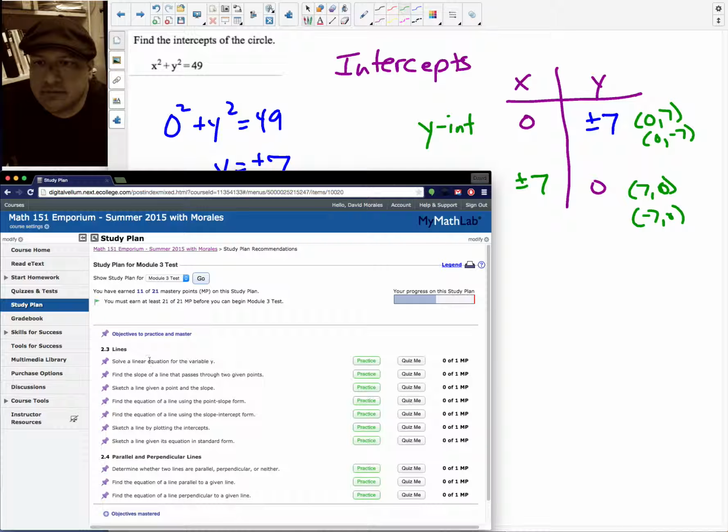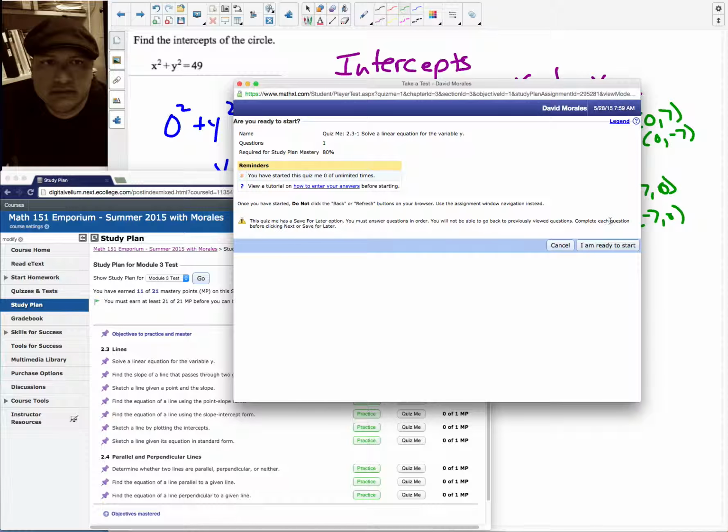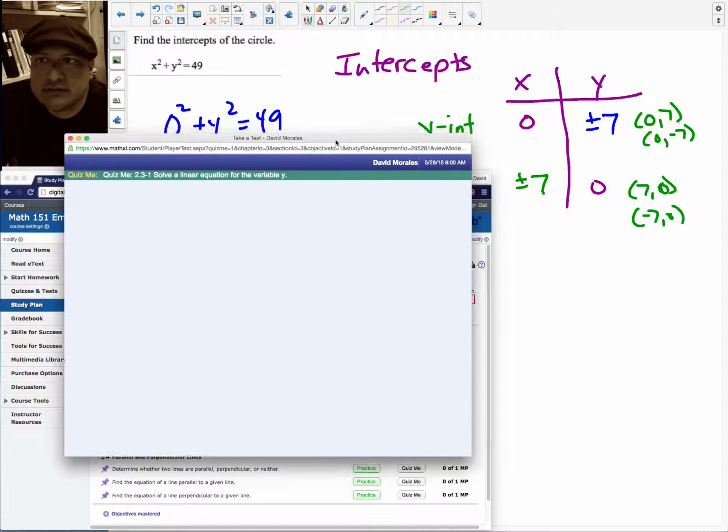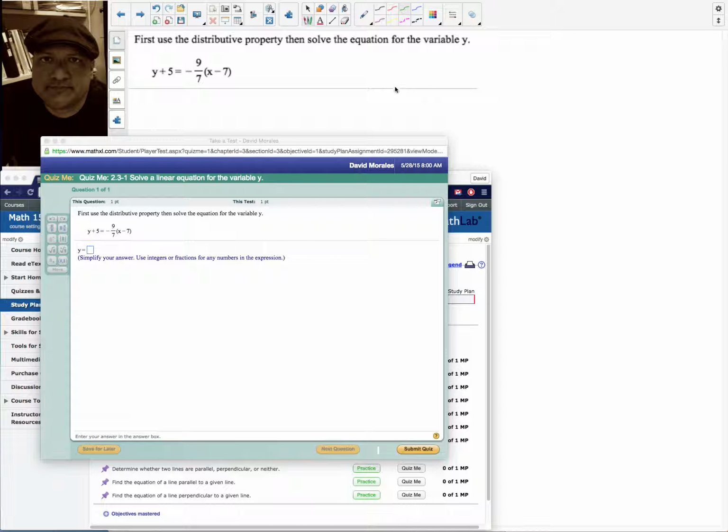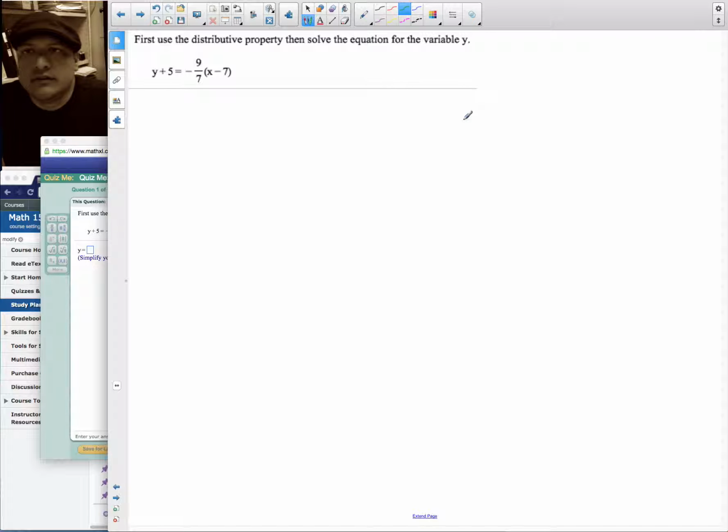Okay, now we're going to move on to 2.3, lines. So first use the distributive property. So basically solve for y. So we'll do what it says. We'll use the distributive property first. So this is y plus 5.